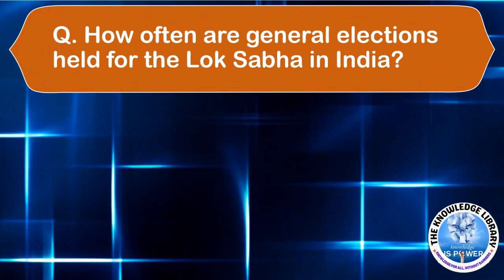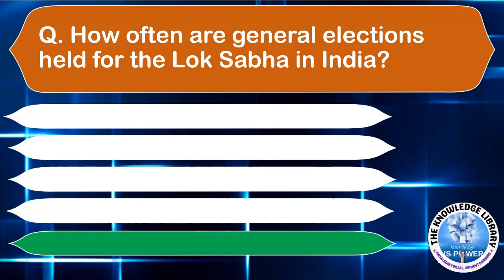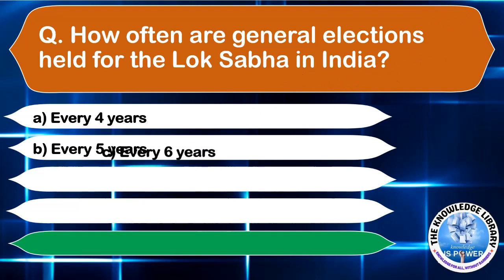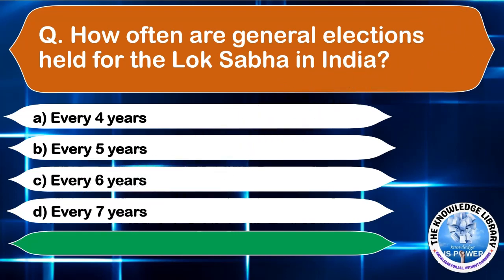How often are general elections held for the Lok Sabha in India? Option A every 4 years. Option B every 5 years. Option C every 6 years. Or option D every 7 years. The correct answer is option B every 5 years. Moving to the next question.